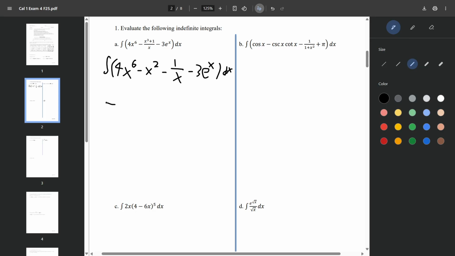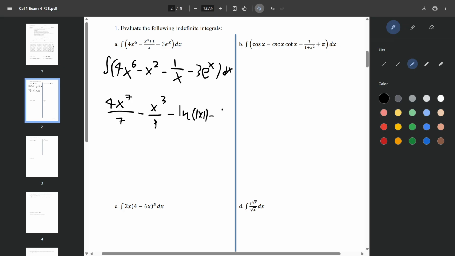So 4x to the power of 7 over the new power, which is 7, minus x to the third power over the new power, which is 3, minus ln of the absolute value of x, because for 1 over x, the antiderivative is ln, since the derivative of ln is 1 over x.